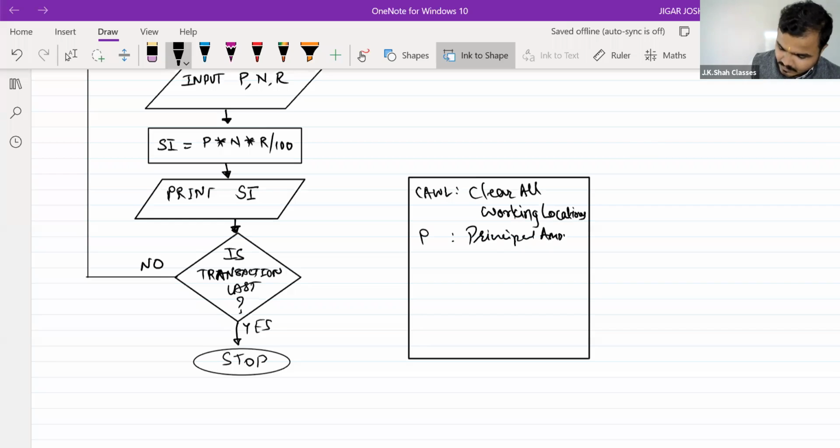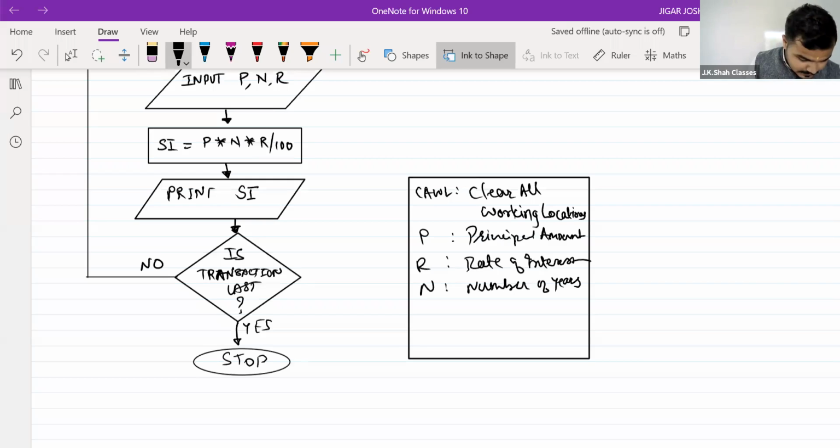P, principal amount. R, rate of interest. N, number of years. SI, simple interest.